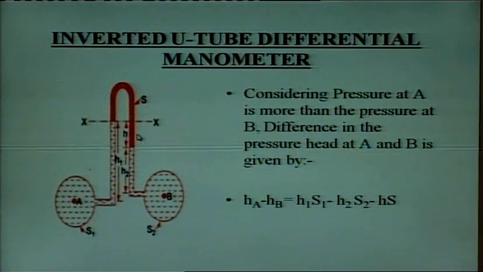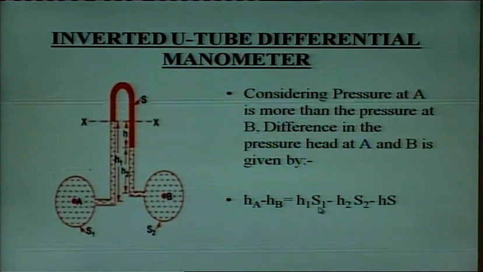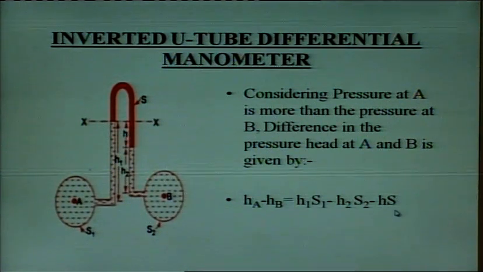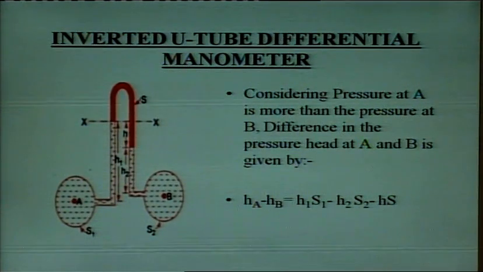In the inverted U differential manometer, we consider the pressure at A to be more than the pressure at point B, and the difference in pressure head at A and B is given by this equation. This is head A minus head B is equal to, we multiply the head of each liquid by its specific gravity. This is H1 head, liquid of specific gravity S1. The difference between the two, this is H2 into S2, for H2 having specific gravity S2. And the liquid in between has its specific gravity with this head, so this is H into S. So in the inverted U differential manometer, HA minus HB comes out to be H1 S1 minus H2 S2 minus HS.